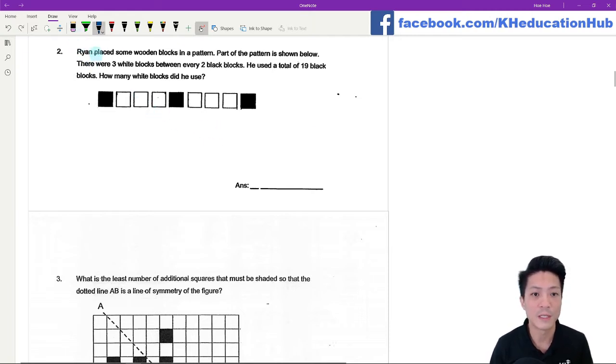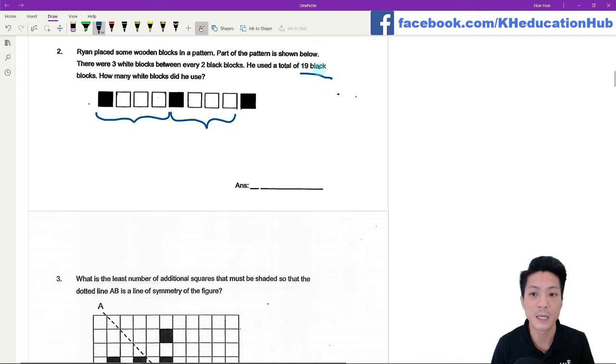Question 2. Ryan placed some wooden blocks in a pattern like this. Part of the pattern is shown below. There were 3 white blocks between every 2 black blocks. He used a total of 19 black blocks. How many white blocks did he use? So we're going to identify the pattern over here. The pattern over here is this, that is the repeating pattern. So we are going to take this as every 4 blocks.